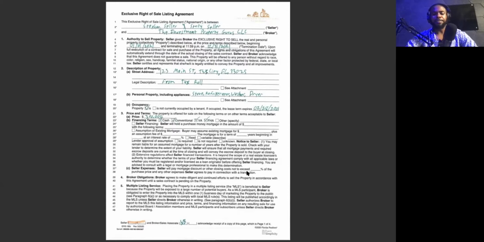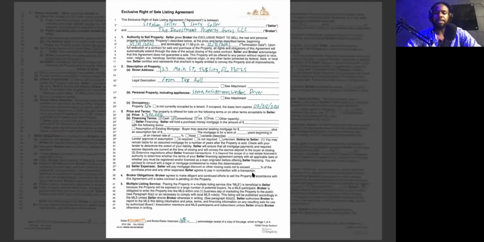Seller expenses, I leave this blank because the seller's not really obligated to anything. If we get an offer and the offer says we want the seller to pay for X, X, and X, we can say no. So I don't obligate the seller to pay for anything.